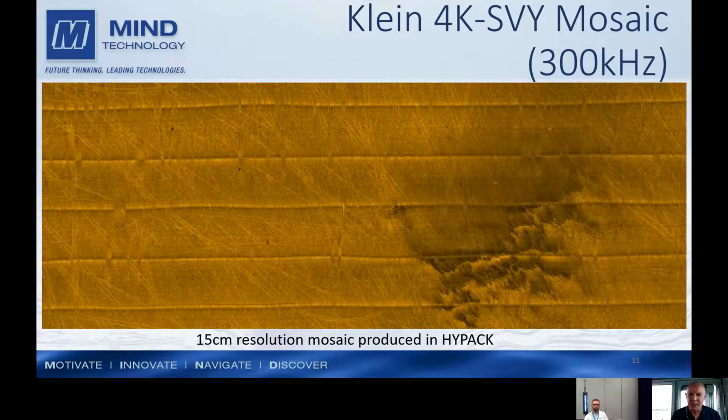What we can do as well is feeding our system into HYPACK. We can process the data to a final process mosaic, and this is fairly typical of a mosaic you can process in HYPACK. Very good resolution, very good feature matching, and a mosaic like this will probably take me about half an hour to produce, so it doesn't take that long. And this is the 300 kilohertz channel that's been mosaiced here.